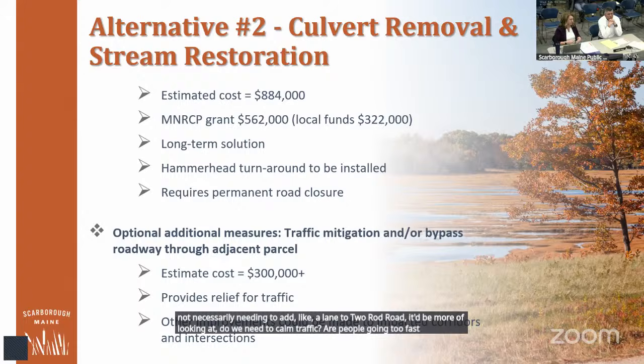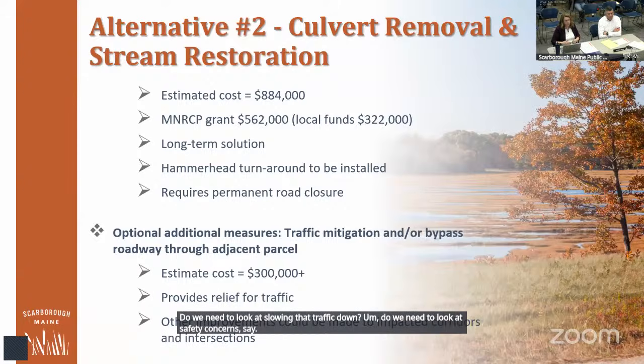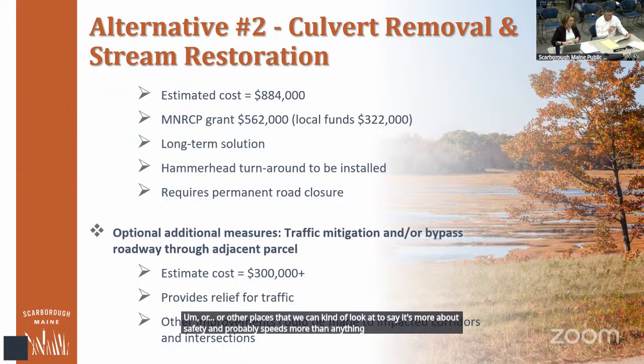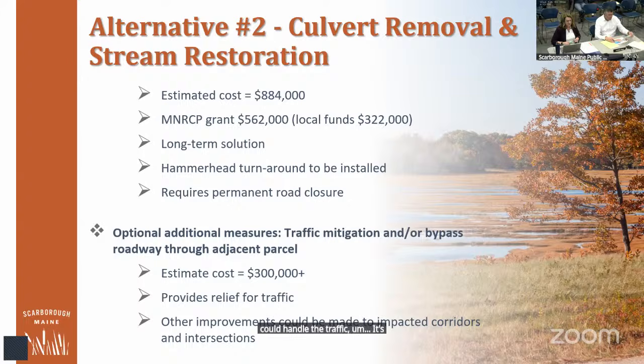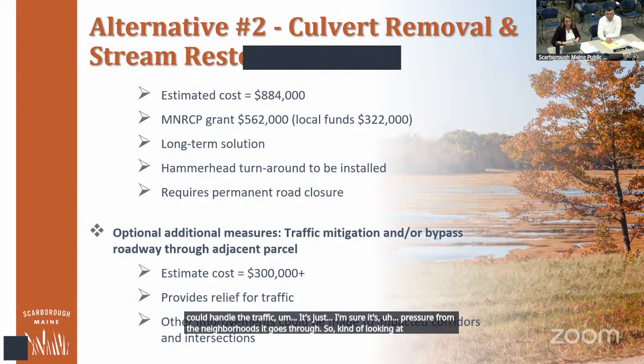As the volume of traffic increases, do we need to look at slowing that traffic down? Do we need to look at safety concerns, say at Two Rod and Payne Road, where we have more turning movements, or other places? It's more about safety and probably speeds more than anything, because I think the roads could handle the traffic. It's just, I'm sure, a pressure on the neighborhoods it goes through. So we're looking at how that gets addressed.